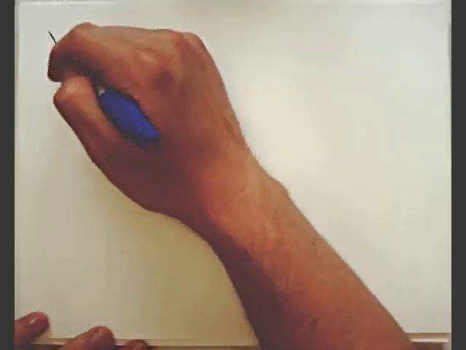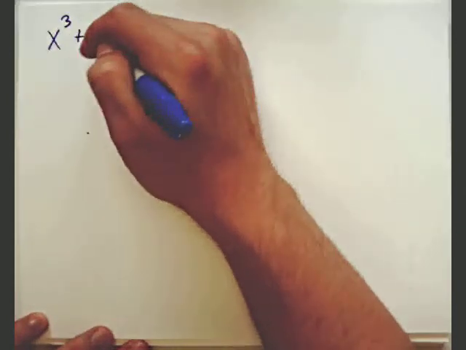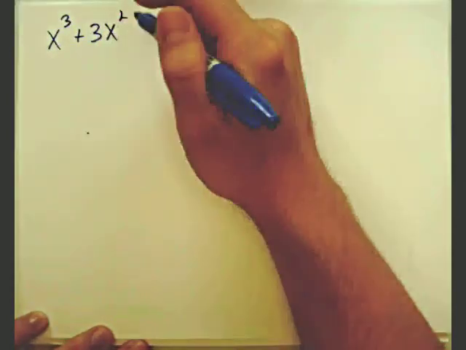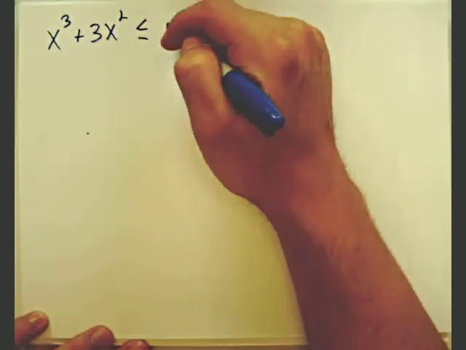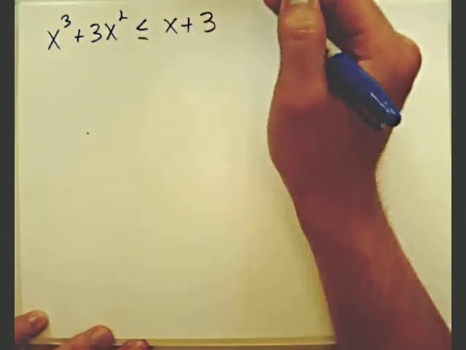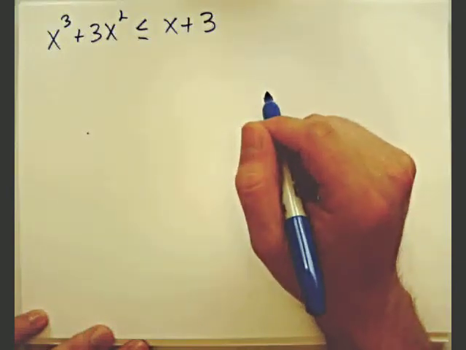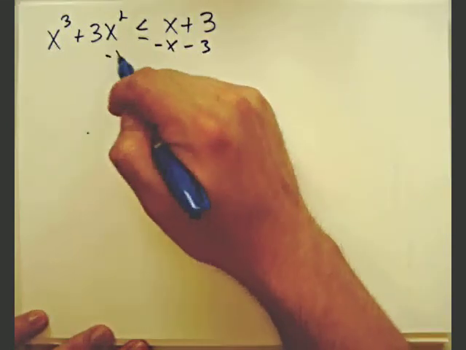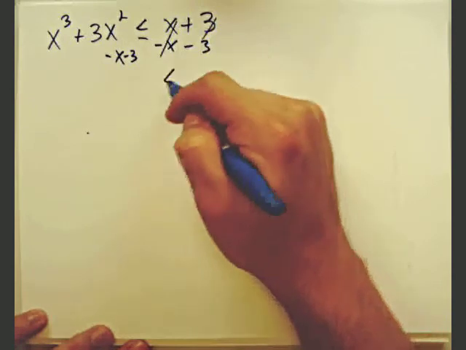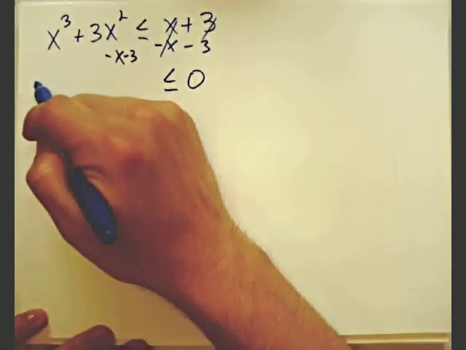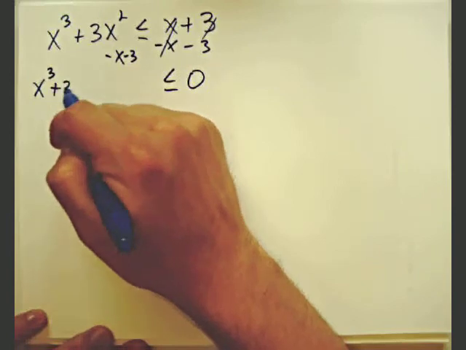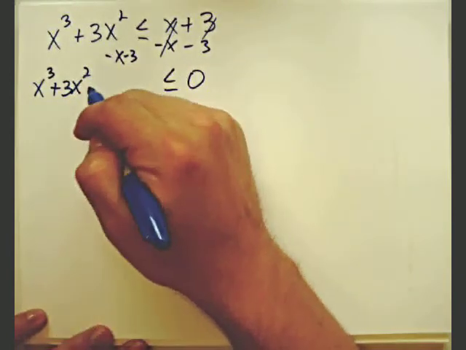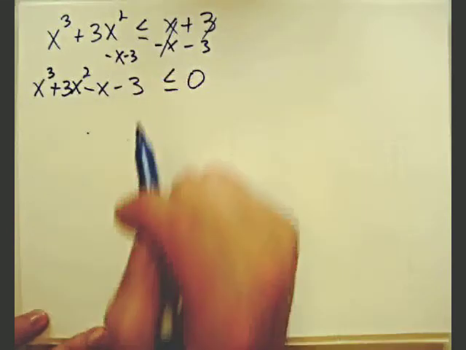Example 2, solve and graph the solution set on a number line. x cubed plus 3x squared is less than or equal to x plus 3. So like on the last one, the first step is to get all the terms on the same side. And so we'd want to subtract x and subtract 3, leaving on the right 0, and on the left x cubed plus 3x squared minus x minus 3.